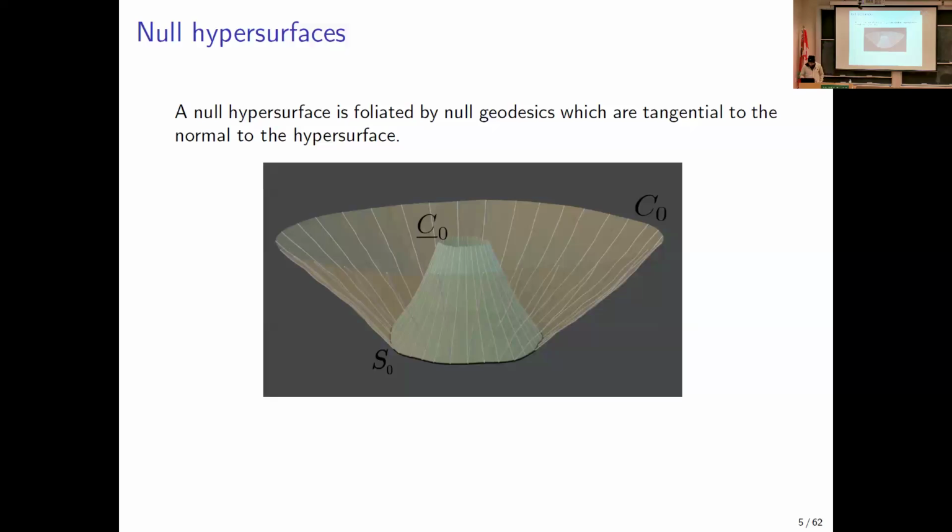This is extremely important to understand anything, basically, that has to do with characteristic surfaces in general relativity. So C0 we call the outgoing null hypersurface starting from S0, and C0 bar is the incoming or ingoing null hypersurface starting from S0.